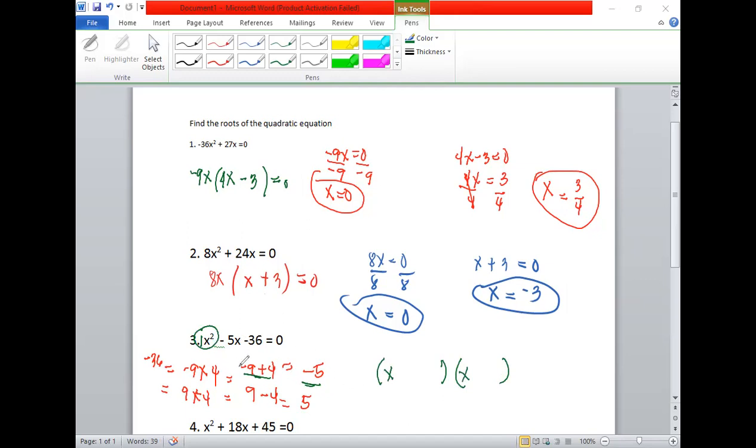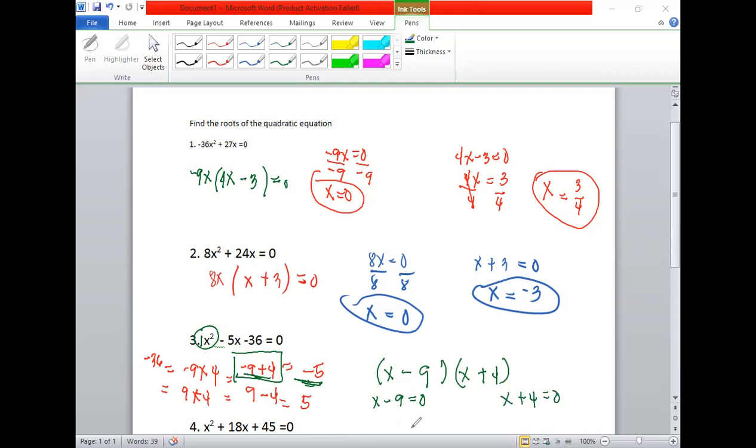Now let's use the factors of -36 that equal -5. Here. So let's use -9 and +4. So the factors of x squared minus 5x minus 36 equal to 0 are x minus 9 and x plus 4. But it doesn't end here. We need to find the roots, so we equate them both to 0. So x minus 9 is equal to 0 and also x plus 4 is equal to 0.